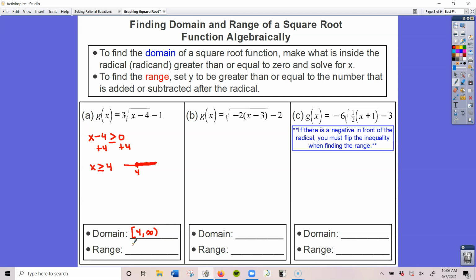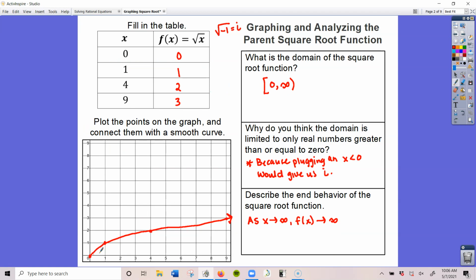Now for the range. The range is determined by how the graph was shifted up or down, since the range will tell you the smallest y value to the largest y value. On the parent function, which is the one that we graphed here, the smallest y value is 0. So if we think about our transformations, if it was shifted up, then the smallest y value would be whatever that number is. If it was shifted down, same thing.